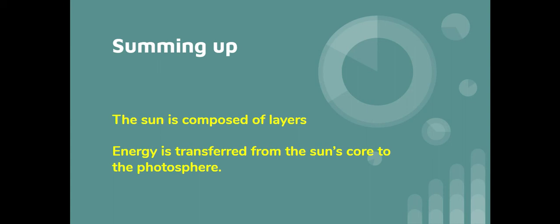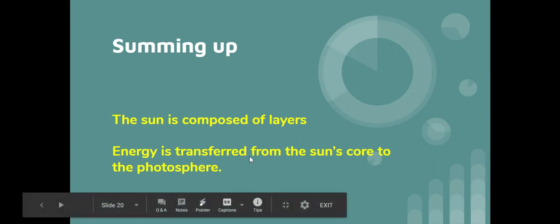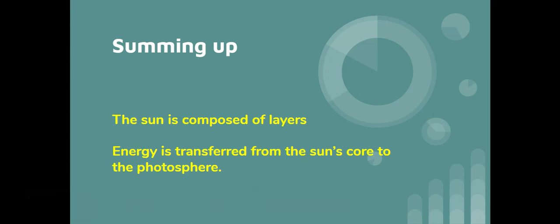Summing up, the sun is composed of layers, and energy is transferred from the sun's core to the photosphere. So you see how all this energy is created at the sun, and it moves out, and then it is transmitted to us on Earth.